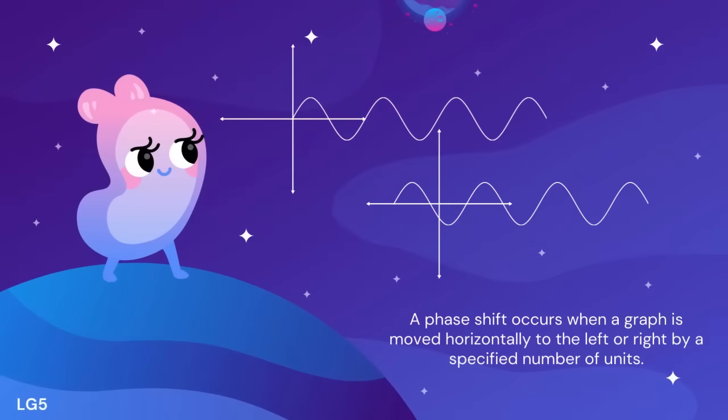Imagine a waving line that goes up and down in a graph, like a heartbeat. Very simple, very steady. But that pattern can get a little push, either to the left or to the right, to change where it begins. This is what we call a phase shift.